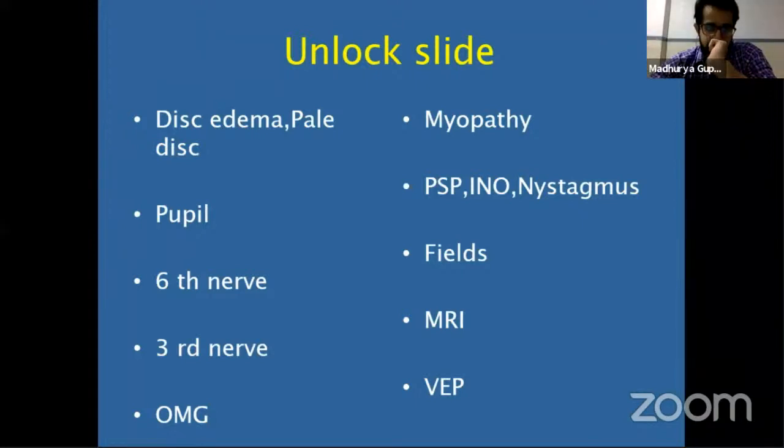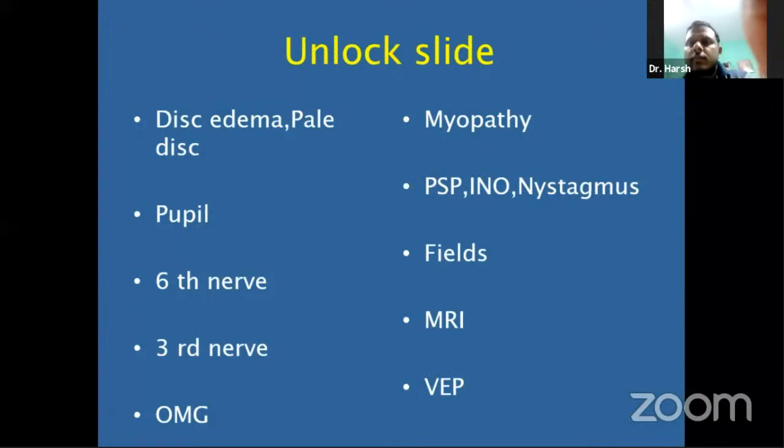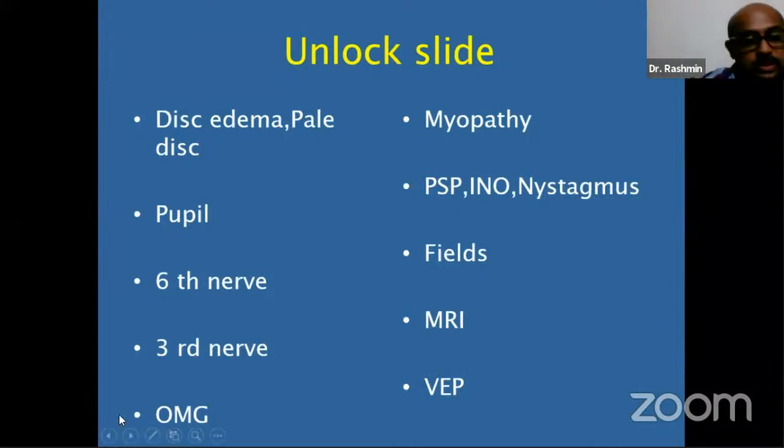On the patient's face will be emotionless. Generally, it will be bilateral. It will be bilaterally symmetrical. Generally, ptosis and the ocular motility would be symmetrically affected in both the eyes. That's where you suspect myopathy.